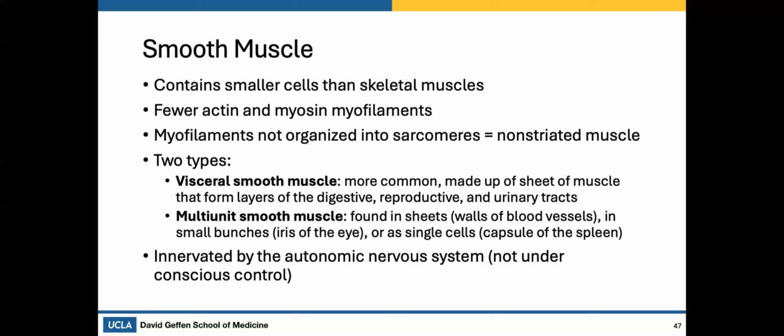The control is pretty much under the influence of the autonomic nervous system, and it responds to hormonal and mechanical stimuli. An example is the intestines, which use visceral smooth muscle for peristalsis, which is that rhythmic flow or rhythmic contractions that move food along the digestive tract.